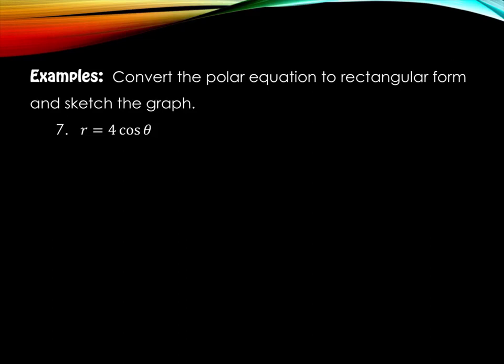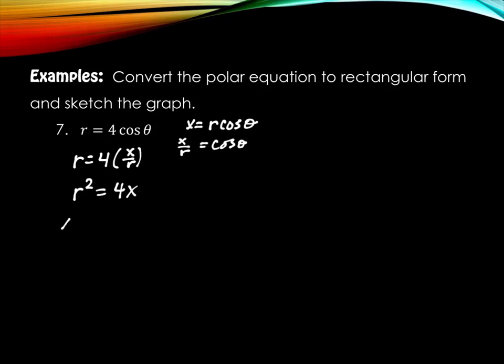So polar to rectangular, you might remember that x is equal to r cosine of theta, which also means that cosine of theta is equal to x over r. So we can take this r equals and replace the cosine of theta with x over r. We can multiply r to the other side like we did in the last problem. This is r squared equals 4x. And r squared, just like before, is x squared plus y squared. And this equals the 4x then.